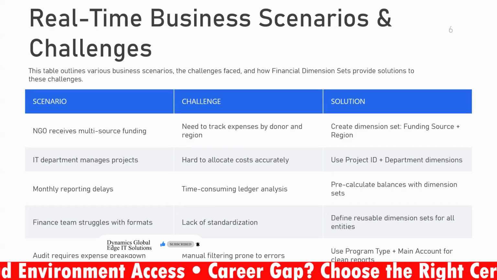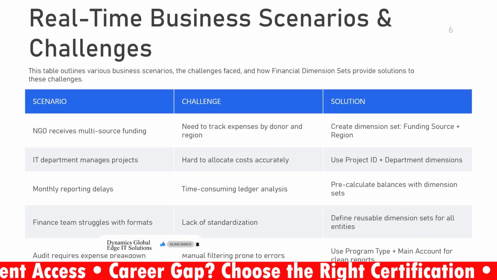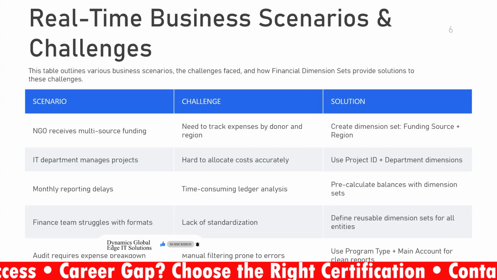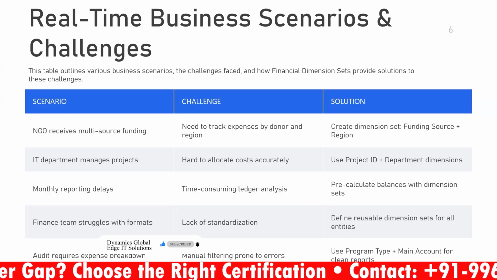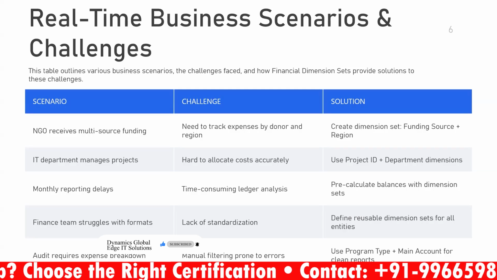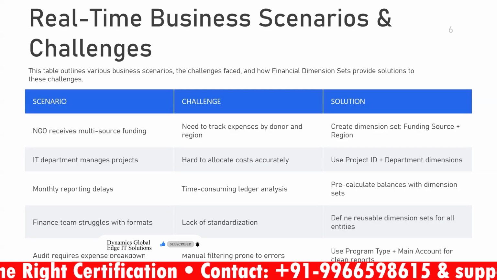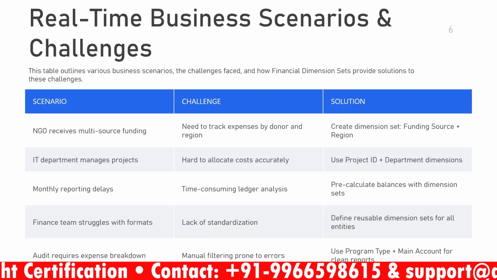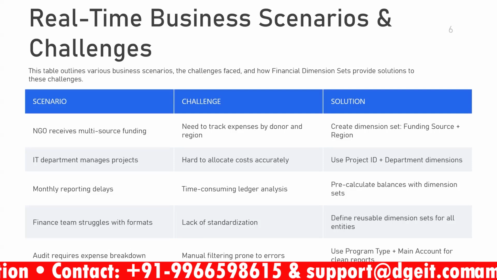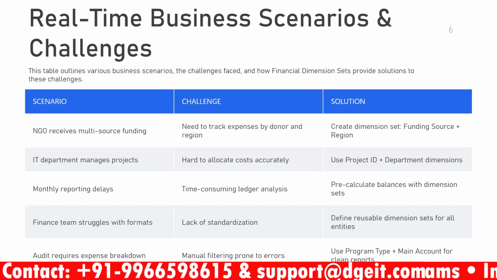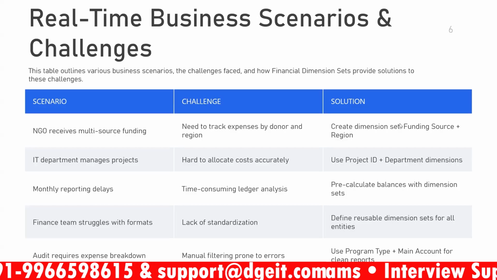If it is an NGO, there are multiple sources of funding to track. If it is the IT department managing the projects, with monthly reporting, the ledger analysis is time consuming. If the financial team is struggling with a lack of standardization in format, or if an audit requires a breakdown of all your expenses, you can use the combinations of program type and main account for clean reports.